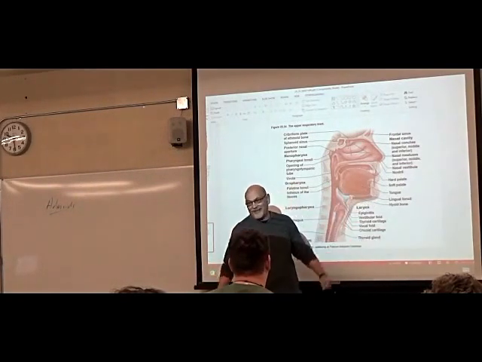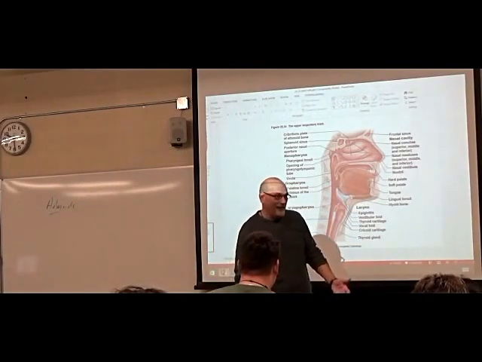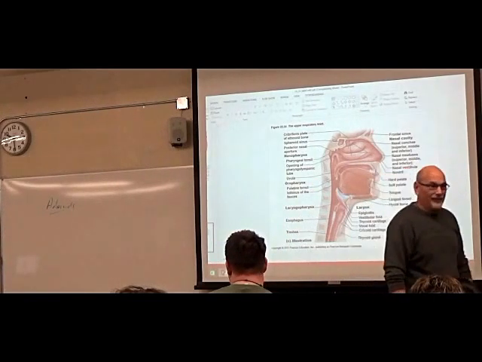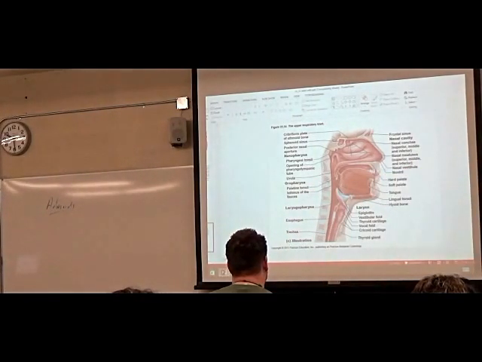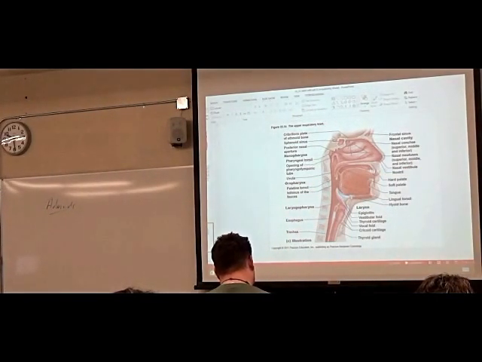We also have teeth in our mouth, right, in the oral cavity. How many in the adult? 32. In the child, 20. 20 in the child, 32 in the adult. What's the gum's proper name?